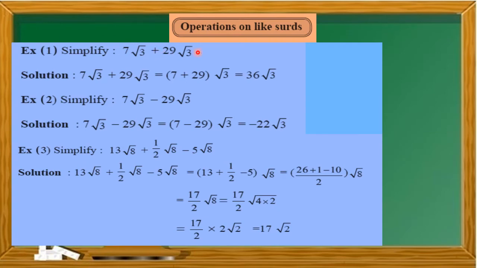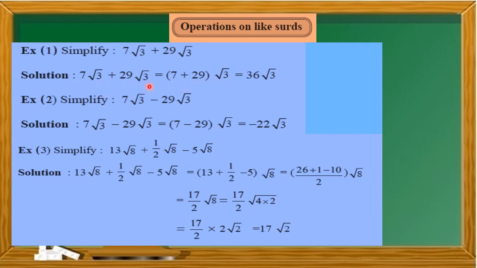The next topic is operation on like surds. If the surds are like surds, then you can add, subtract, multiply, and divide them. We will see some examples. Example 1. Simplify 7 root 3 plus 29 root 3. Here, these are like surds because the irrational part root 3 and root 3 is same. Solution. 7 root 3 plus 29 root 3 is equal to 7 plus 29 root 3.